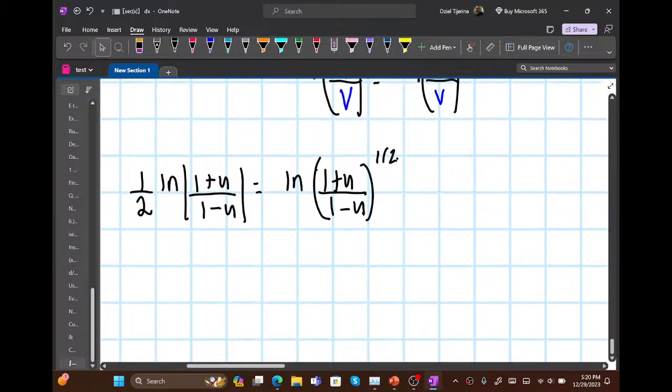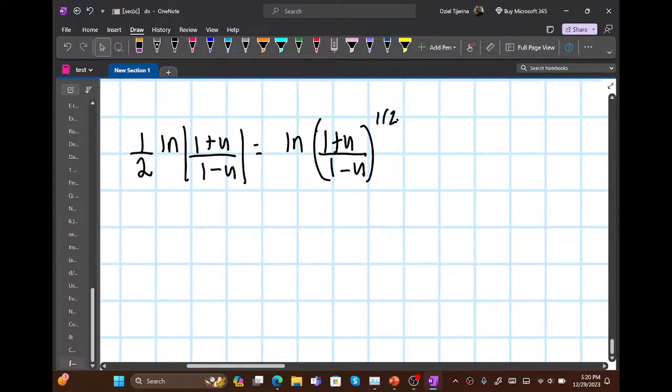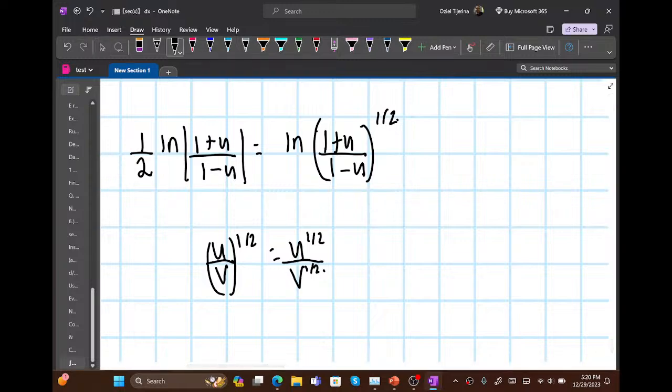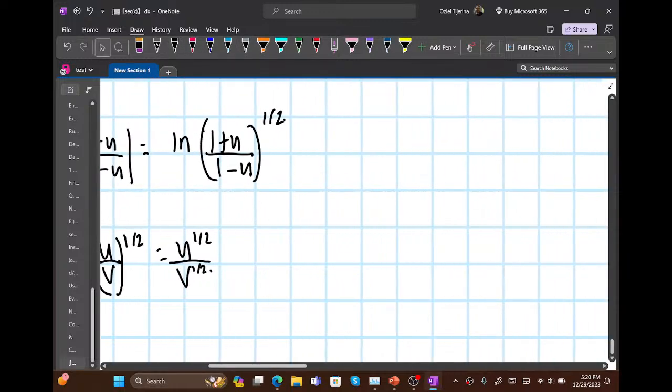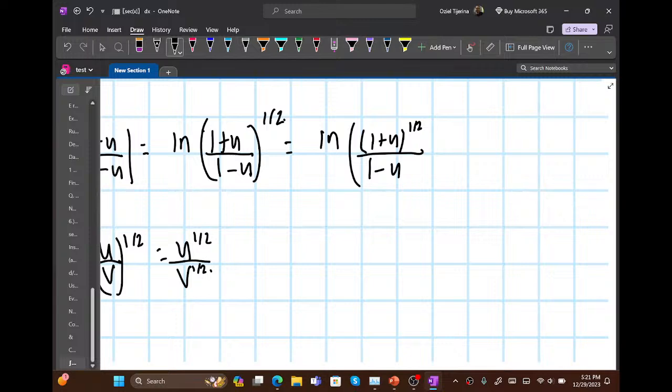Now, you remember, guys, that if I have u over v to the 1/2, this is u to the 1/2 over v to the 1/2. So this is going to be equal to the natural log of the quantity 1 plus u to the 1/2 over 1 minus u to the 1/2. We are almost done. I know, guys.